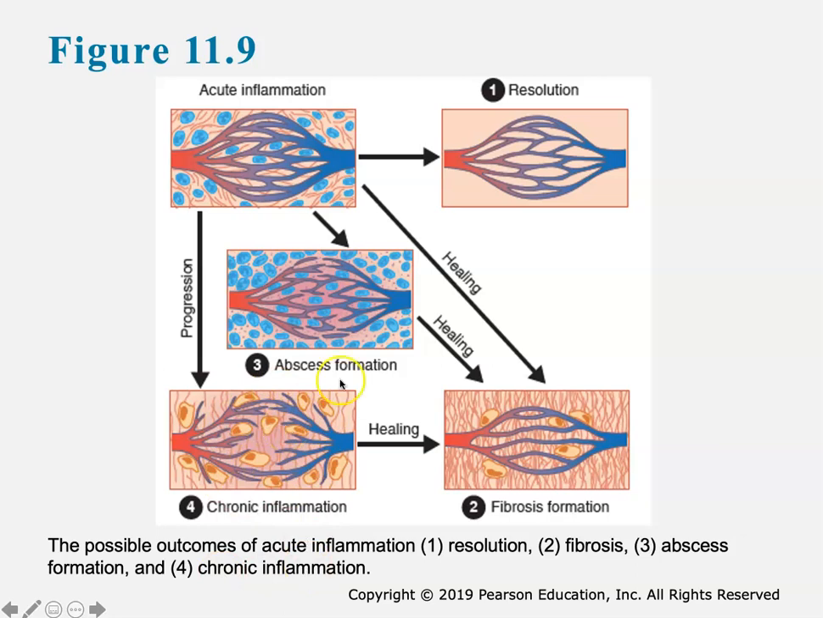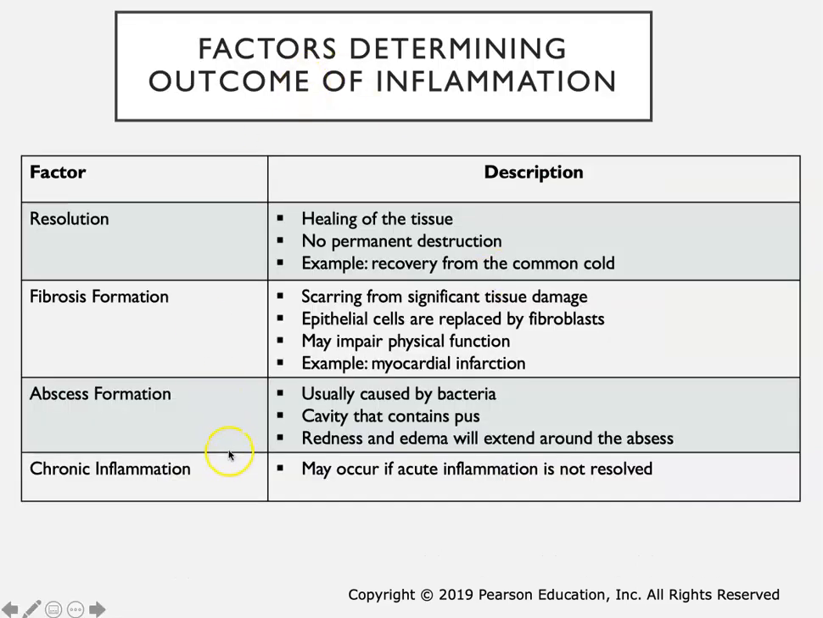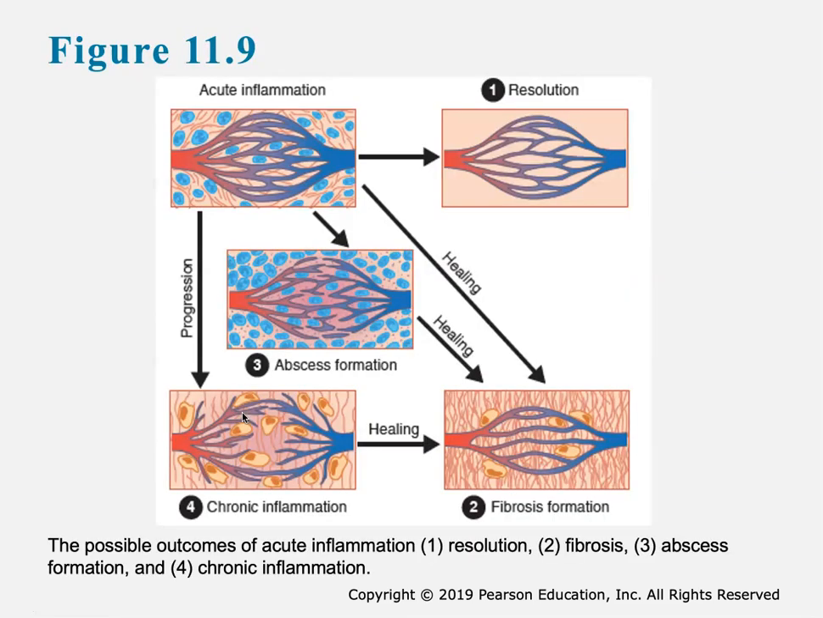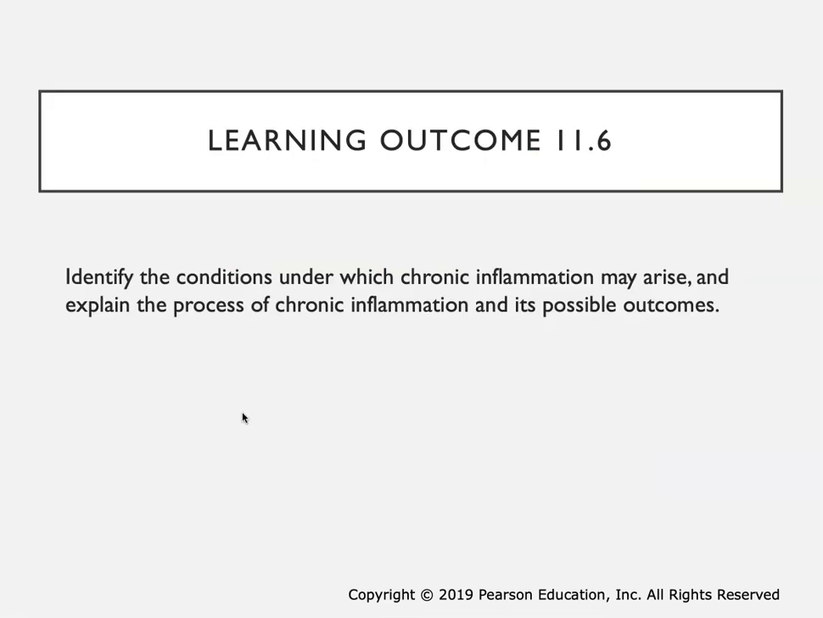Again, you can just take a look at this. I don't think I need to go through it. I could show you this picture on the exam and maybe ask you about these different types of outcomes. As long as you're familiar with what's presented in this chart, you're probably fine. Just really another way of showing it. Moving on, we're going to talk about chronic inflammation.